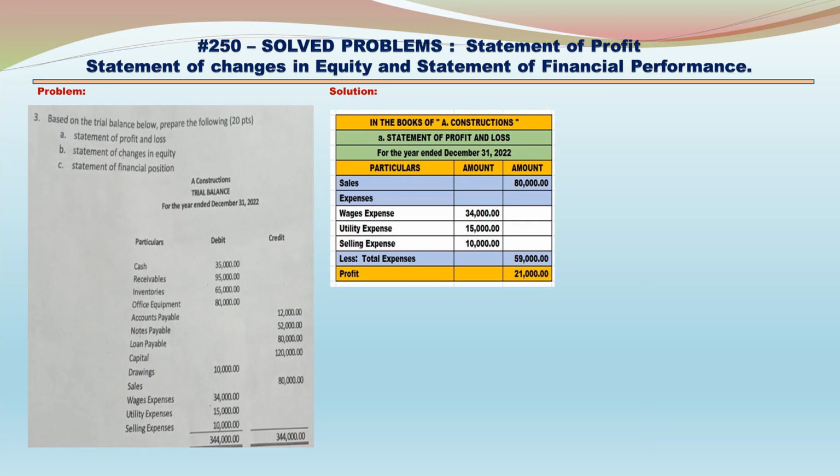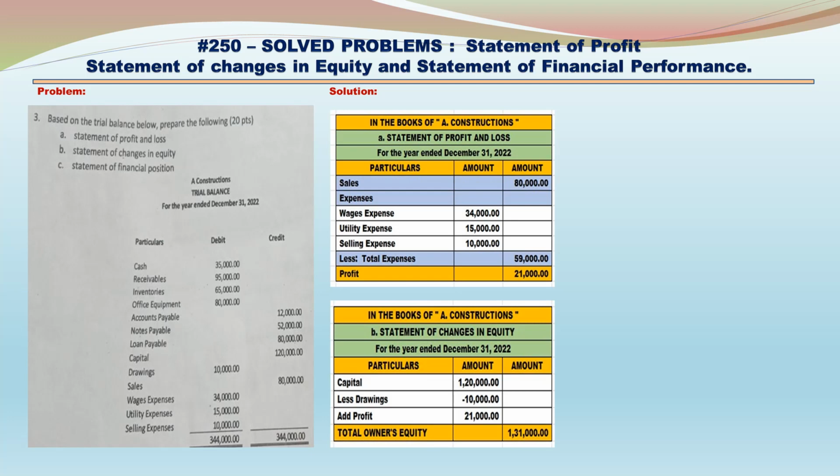Solution. In the books of A Constructions, Statement of Profit and Loss for the year ended December 31, 2022. Sales 80,000. Expenses: wages expense 34,000, utility expense 15,000, selling expenses 10,000, total expenses 59,000. Profit: 80,000 minus 59,000, 21,000 is the profit. B. Statement of Changes in Equity for the year ended December 31, 2022. Capital 120,000, less drawings 10,000, add profit 21,000, total owner's equity 131,000.